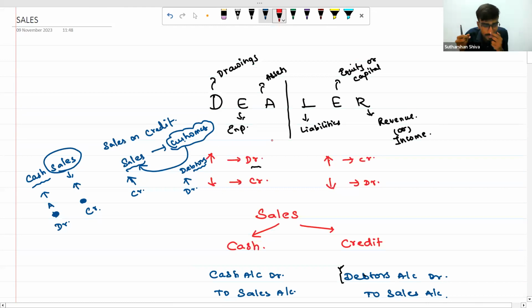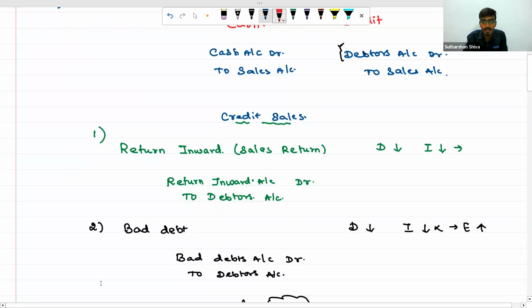And we have one more option in sales, that is on sale or return basis. Sale or return basis is another concept which does not form part of your curriculum. Another method of sales, which forms part of your chapter, is consignment. Okay, this is the flow of transactions, or a flow chart, for the sales journal entries. Our next video is going to be on purchases.